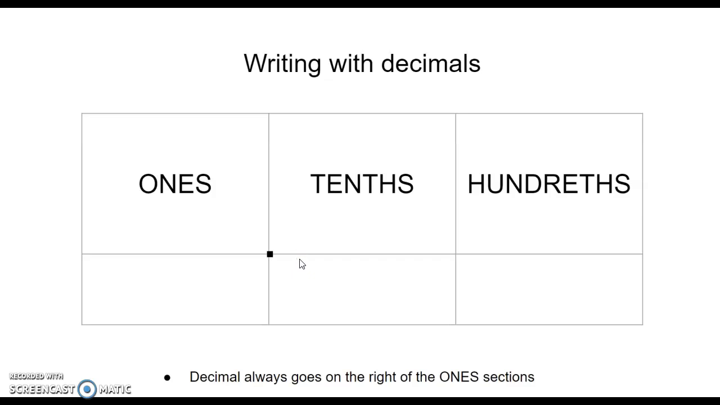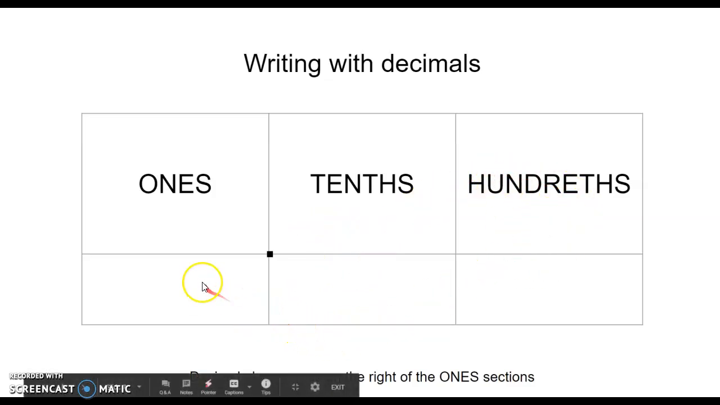And with this is our place value, where we would put the ones place right on the left of the decimal. Then we would have the tenths place and then the hundredths place. The decimal always goes on the right side of the ones place.